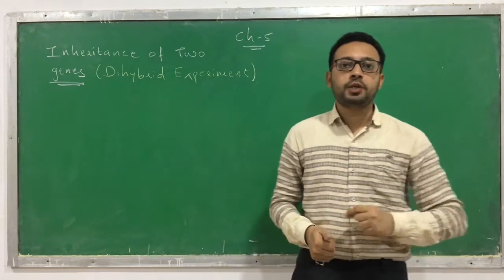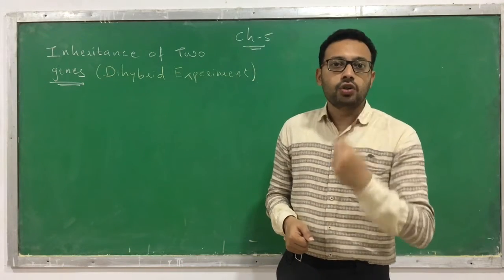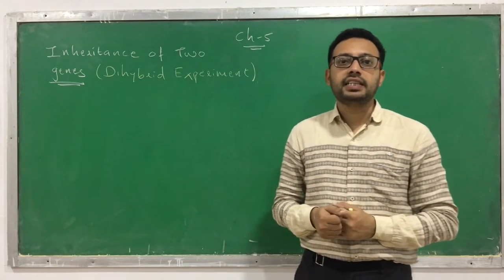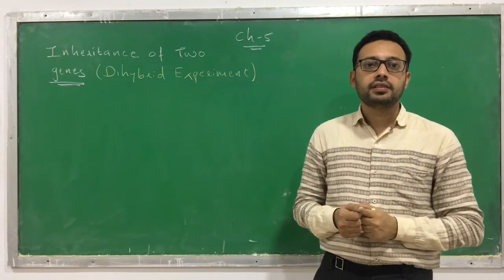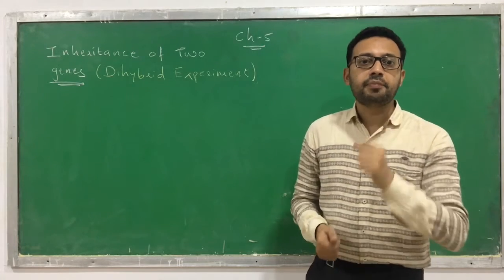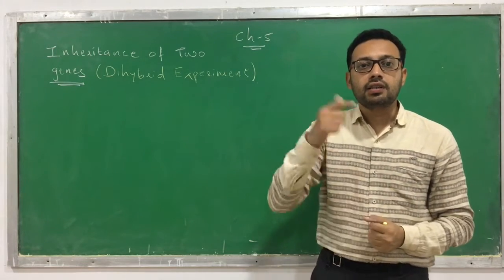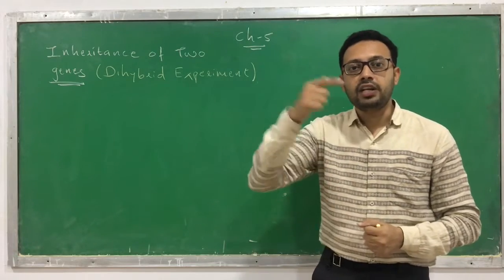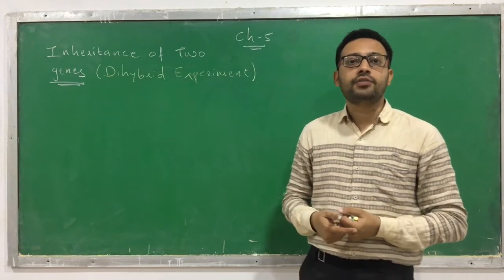From the monohybrid experiment, Mendel developed two laws: the law of dominance and the law of segregation. The law of dominance says that the dominant character will express in a dissimilar pair, and the factors, or genes as we call them currently, occur in a pair. In a dissimilar pair the dominant will express, and the recessive will only express when the dominant is absent. So this is the law of dominance.